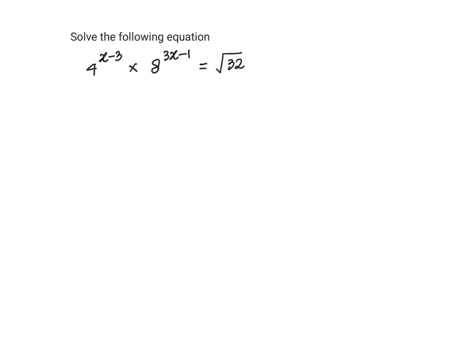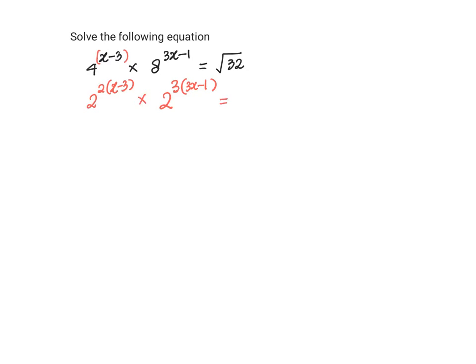Solve the following equation. We'll need to try to make all these into the same base, and usually we'll always choose the smallest base so that we don't get confused whether it is 4 or 8 or 2. So we'll change everything to base 2. So 4 is actually 2 squared, but we must remember there's an x minus 3 outside. We have to multiply it to the whole of x minus 3. 8 will be 2 to the power of 3. Remember that there's a 3x minus 1 outside. The 3 has to be multiplied to the whole thing.